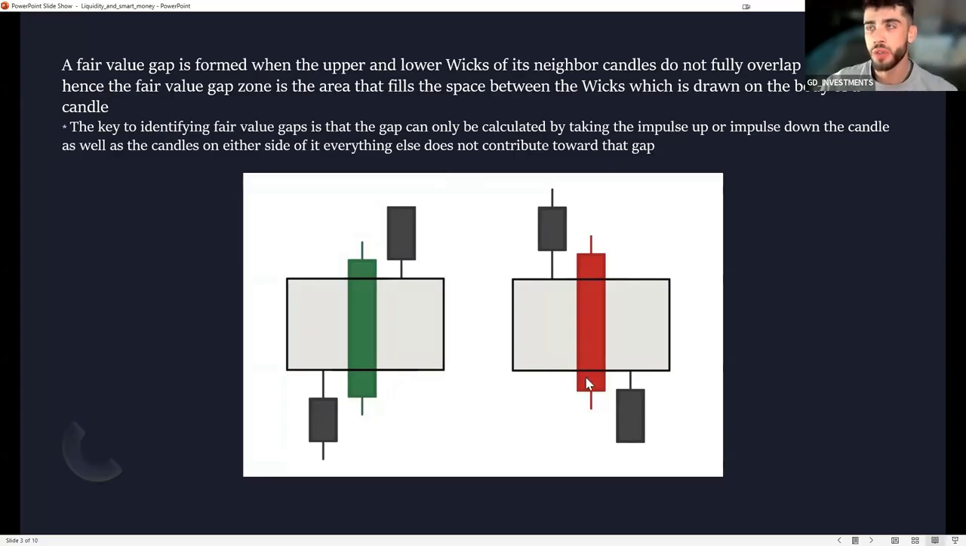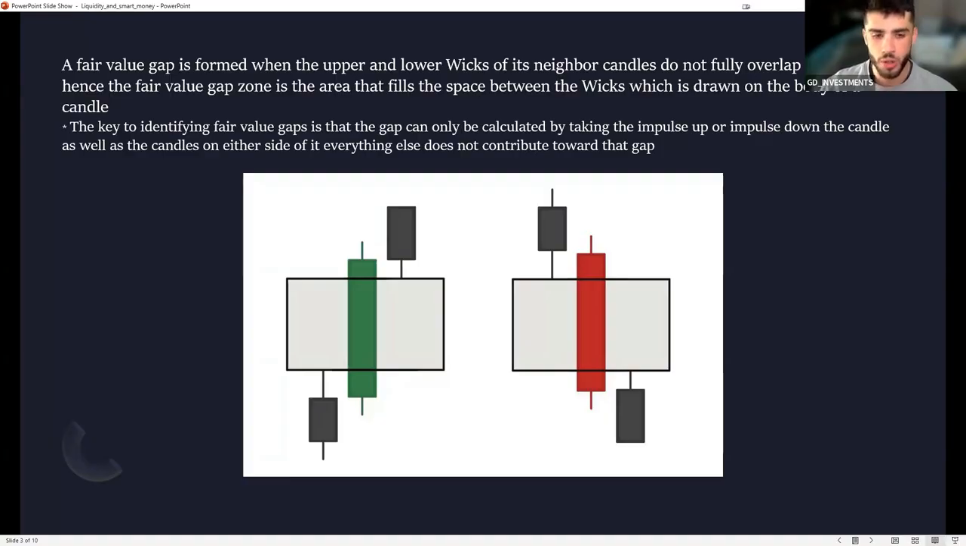Now looking at a bearish fair value gap, we can see this neighboring candle comes down to here. This neighboring candle comes up to here. And we have a fair value gap formed within this red candle. And as traders, what we're looking for is price to retrace back into this area, sellers to get filled, and price to continue lower.